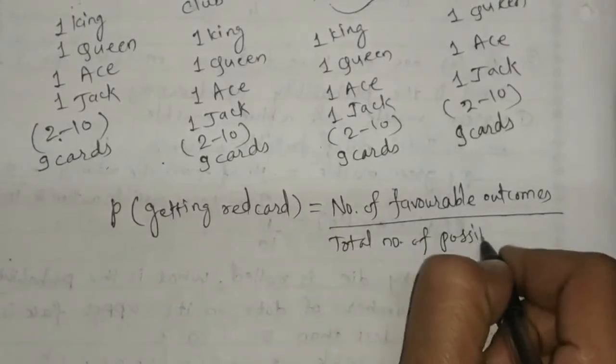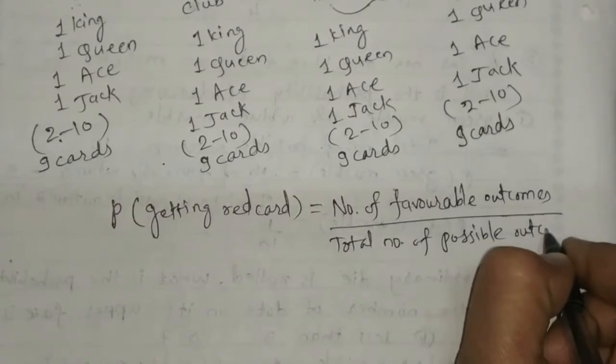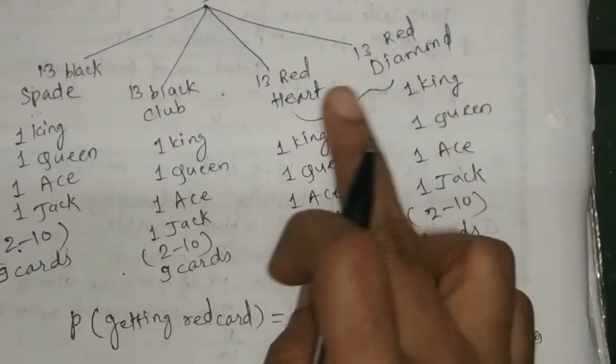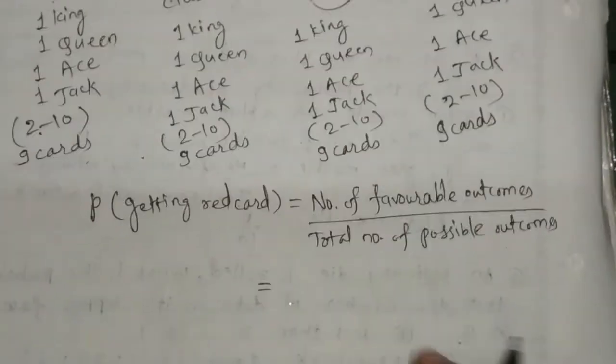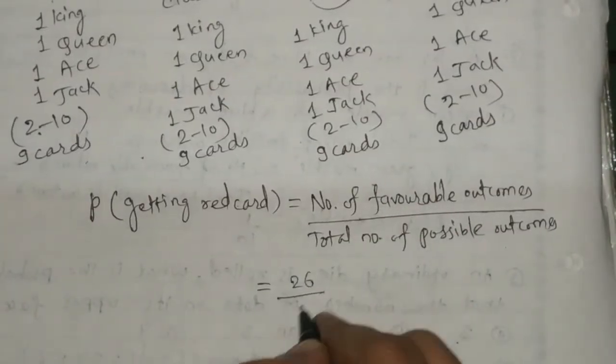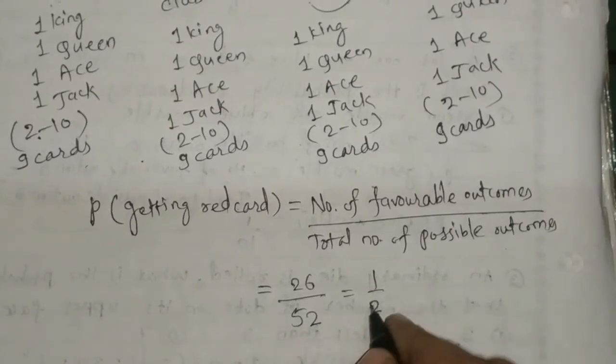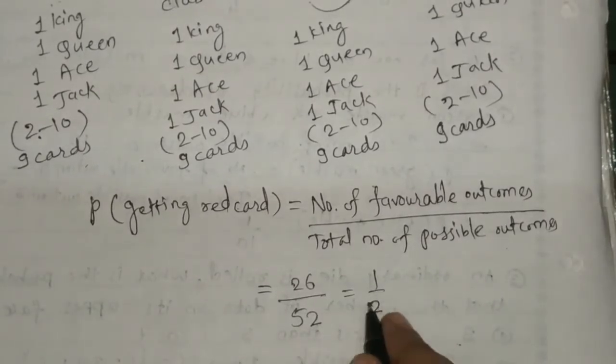You can see red cards are 13 and 13, 13 hearts and 13 diamonds, that is 26. So 26 out of 52. We get 1 by 2, which means even chances of picking a red card.